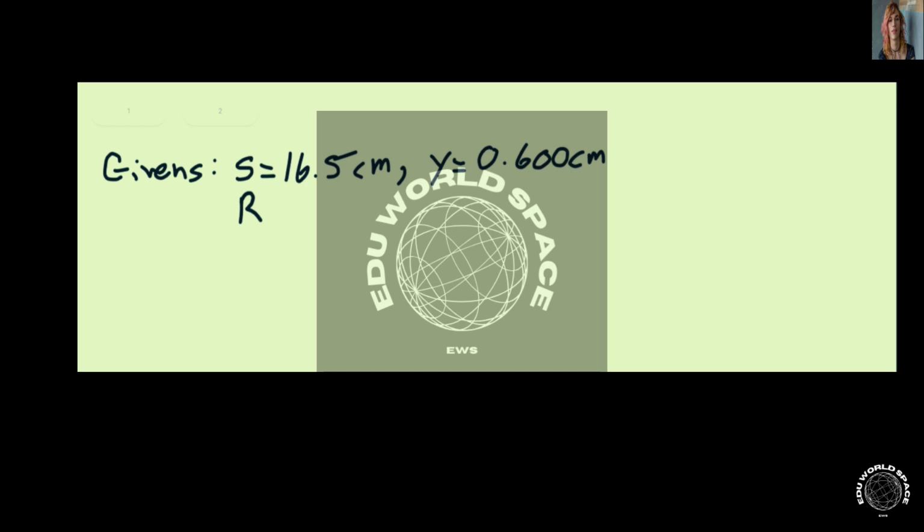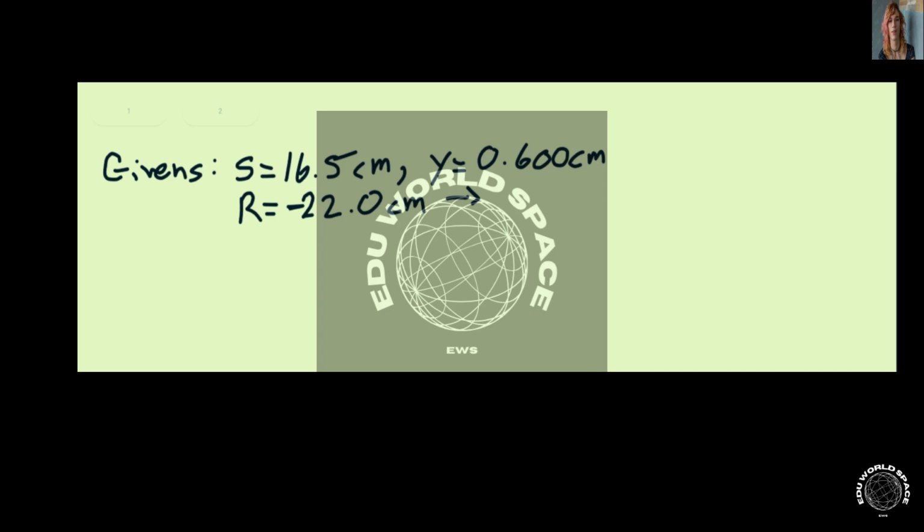So let's go over what we're given in the problem. The givens are, we know the object distance, which we'll call S, is 16.5 centimeters. We know that the object height, which we'll call Y, is 0.600 centimeters. And we also know that R, the radius of curvature of the mirror, is 22.0 centimeters. But because it is a convex mirror, we're going to say that is negative.